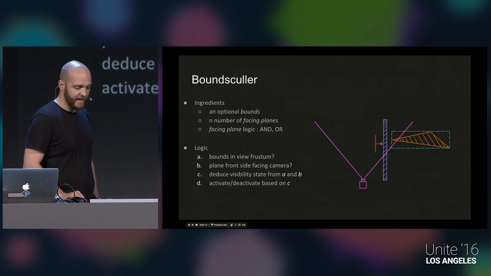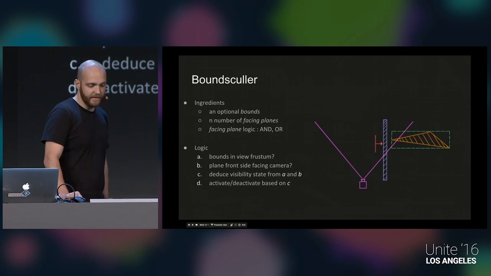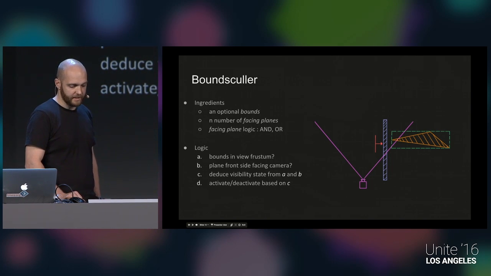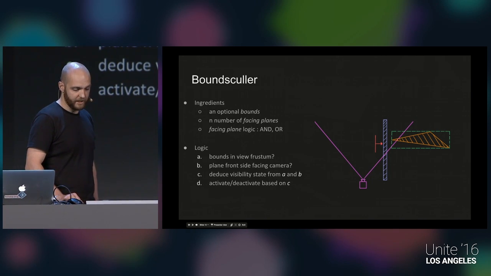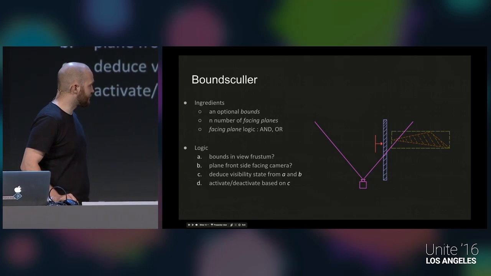Then sometimes in a game you have a wall, and even though an object is inside the view frustum, you can't actually see it. So to solve this, we use the concept of facing planes, which is a plane where only if the camera can see the front side of this plane, the object would be active. So in this case, the object is actually not active.